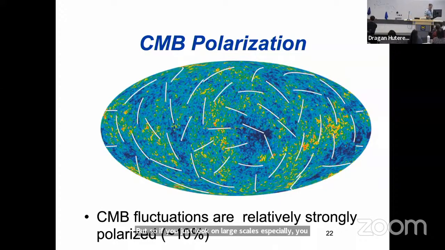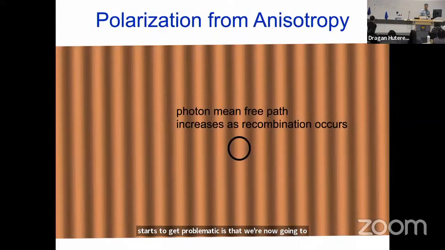So something that's maybe not appreciated is the CMB is very strongly polarized compared to the rest of astronomy. The CMB is roughly 10% polarized, whereas radio sources are usually a few percent polarized. There are some that are super polarized, but most of them are only a few percent polarized. So the CMB is actually very strongly polarized, which means the foregrounds are not as bad in polarization as they are in temperature. And the only reason that starts to get problematic is that we're now going to insanely sensitive levels in polarization. All right, so why is the CMB polarized?